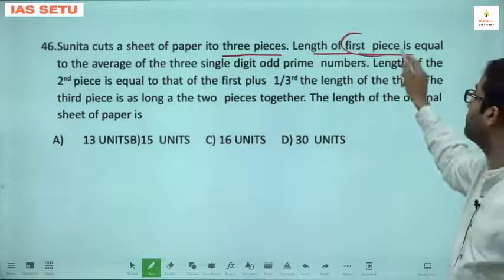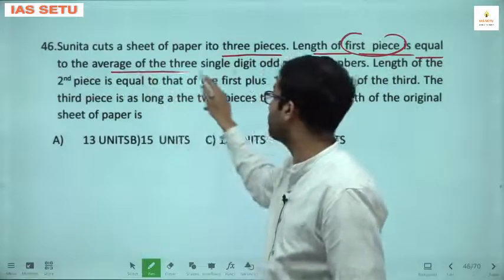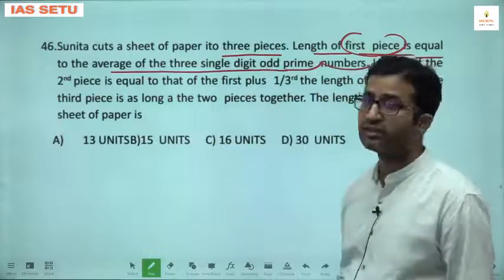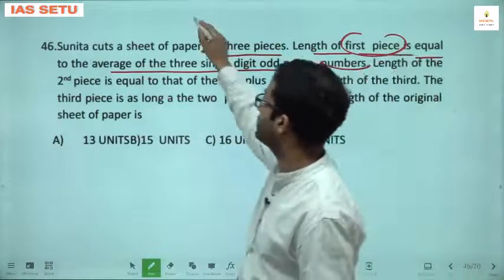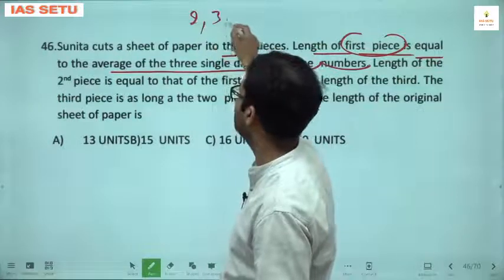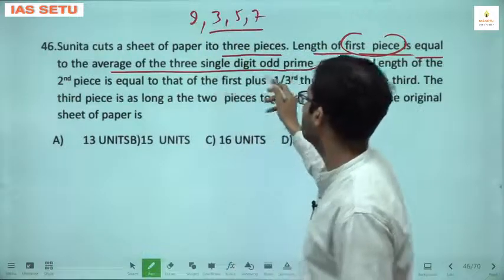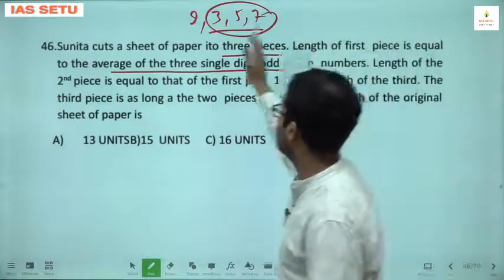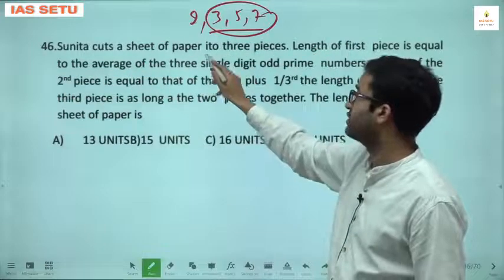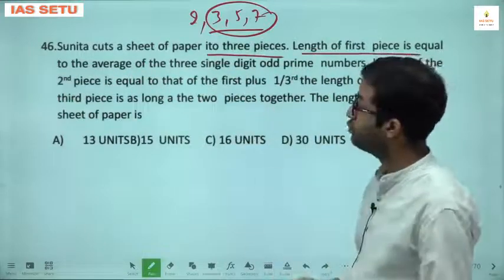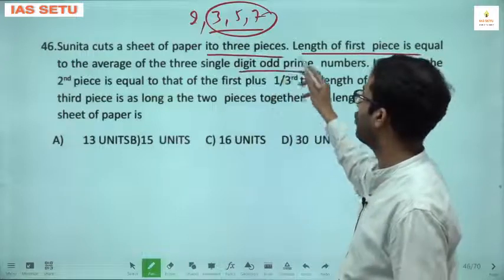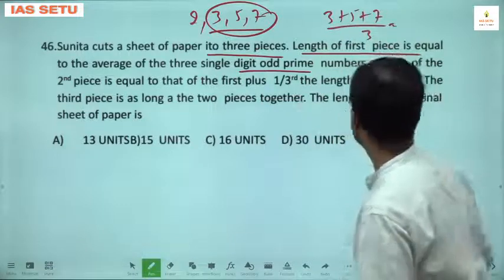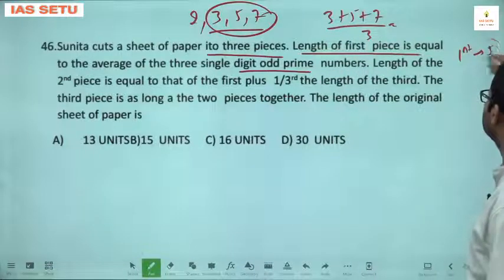The length of the first piece is equal to the average of 3 single digit odd prime numbers. What are they? Single digit prime numbers are 2, 3, 5, 7. Out of these, the odd prime numbers are 3, 5, 7. Read the statement carefully. So 3 plus 5 plus 7 is 15, divided by 3, it is 5. So the first piece is 5.